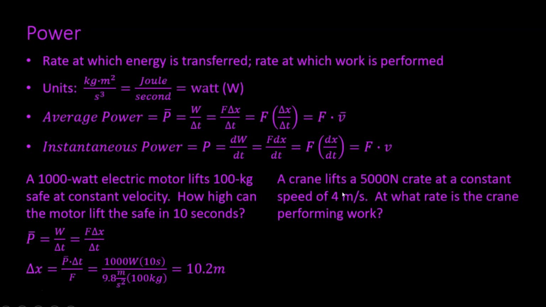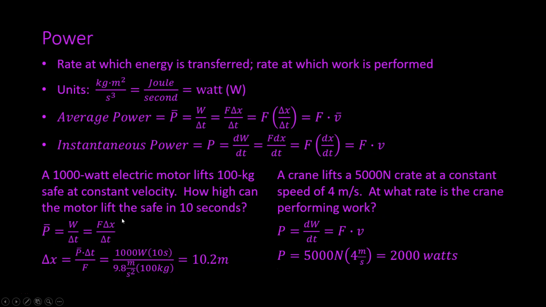Here's another problem. A crane lifts a 5,000 newton crate at a constant speed of 4 meters per second. At what rate is the crane performing the work? In this case, we want to use our instantaneous power, and we're going to use it in the form of force times the instantaneous velocity. We plug in the numbers and we find out that the work is being performed at a rate of 20,000 watts, or 20,000 joules per second.